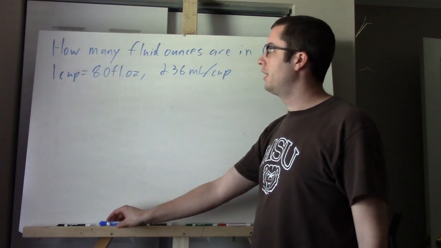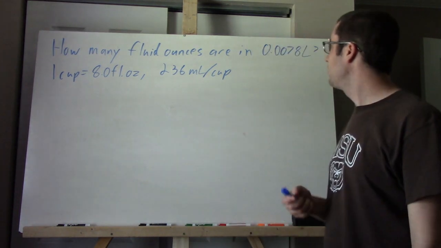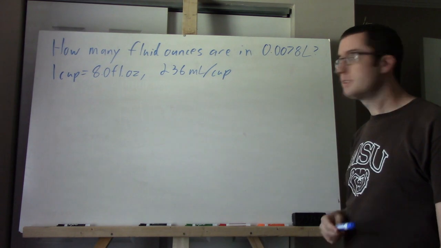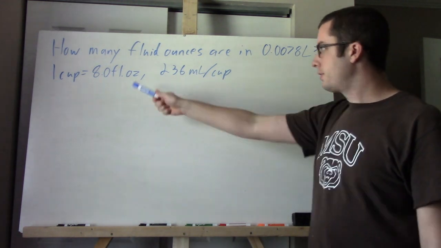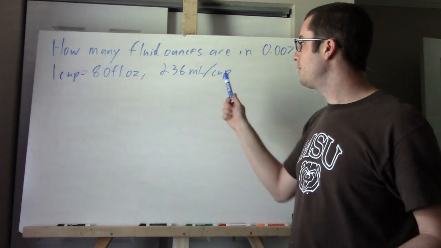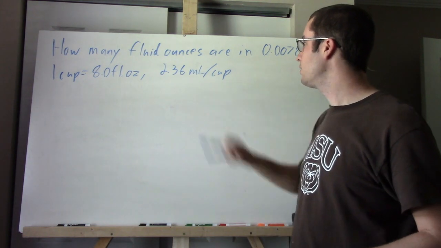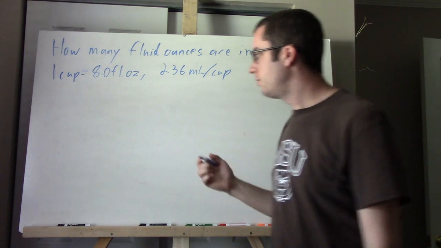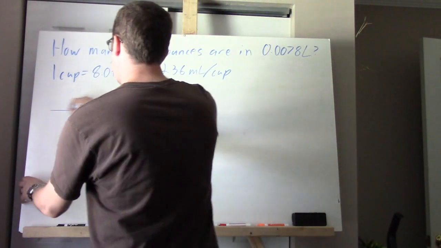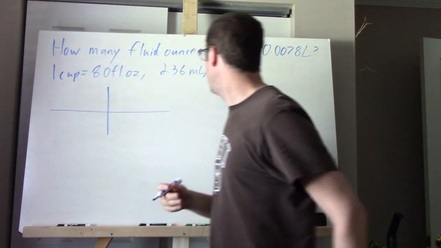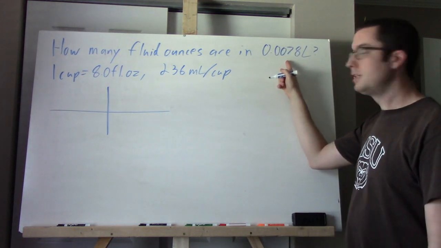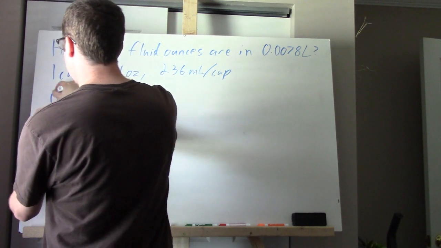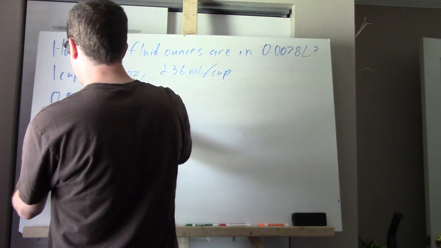So a little trickier now. How many fluid ounces are in 0.0078 liters? And then we've got a couple conversions here. 1 cup is 8 fluid ounces, and then there are 236 milliliters per cup. Okay, so as always, start with our train tracks, set them up, and we know that our given value is going to be this 0.0078 liters. So we'll go ahead and put that there.